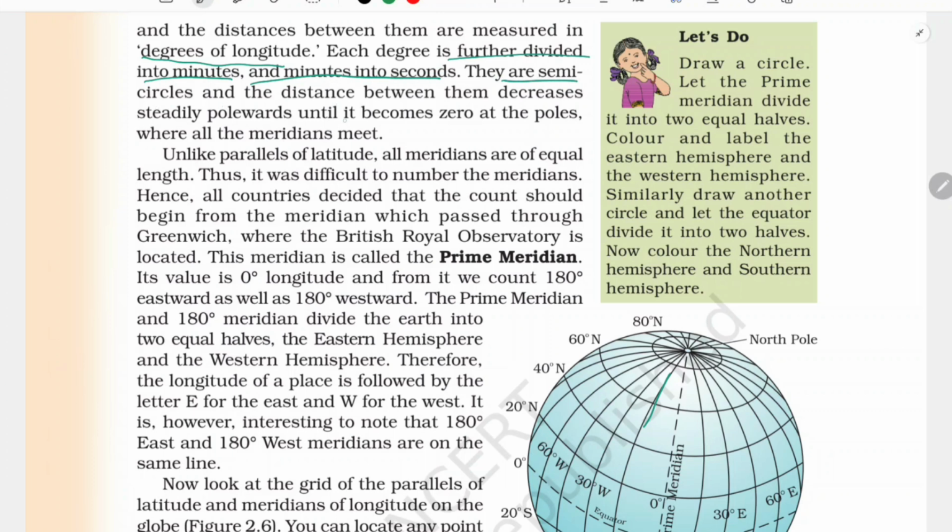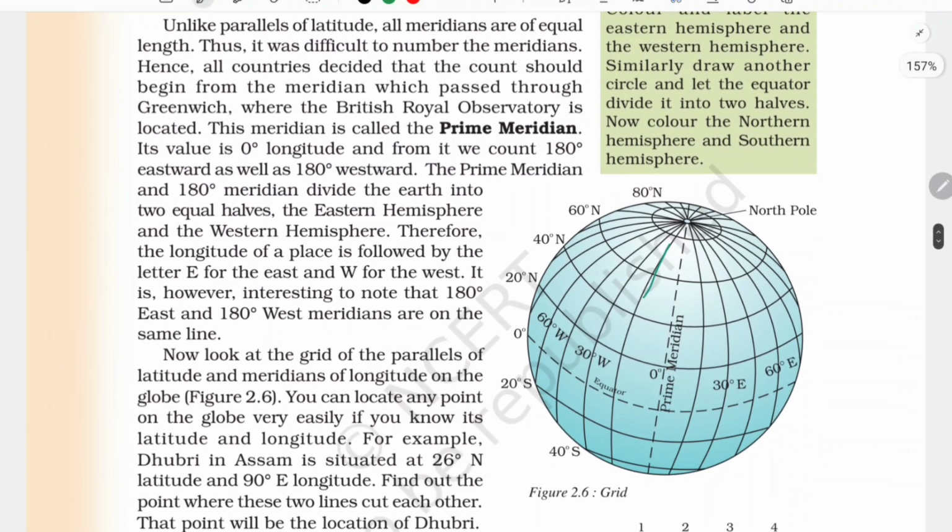They are semicircles, and the distance between them decreases steadily polewards until it becomes 0 at the pole. Unlike the latitudinal lines, which are not of equal length but keep going on like this, these longitudes decrease when going towards the pole. Their length, their space is decreasing, but not the line.